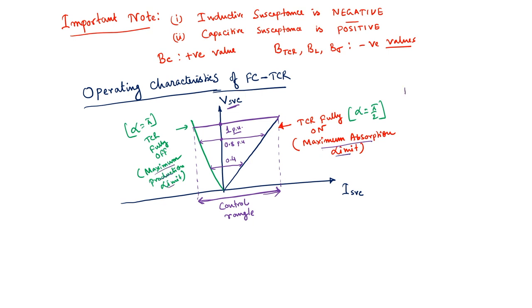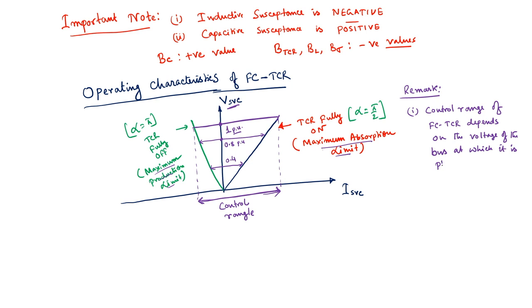Okay. So, some important remark is that, number one, the control range of FC-TCR depends on the system voltage, or on the voltage of the bus at which it is placed. So, this can be seen over here.